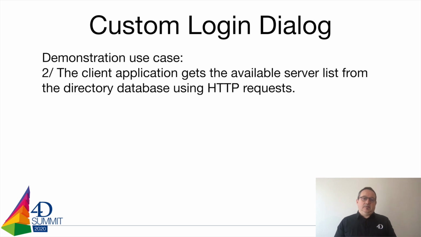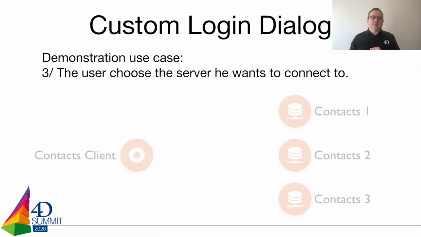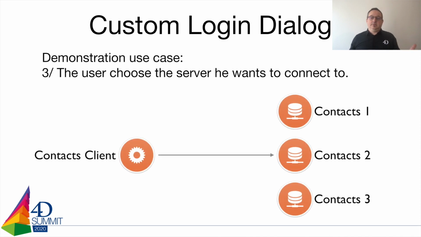Second step, my connection application will get the available server list from the directory database using HTTP request. So it allows showing the list of available servers, and then the final user can choose one of the servers. It's the first step. The user chooses the server he wants to connect to, and he can use the entire application.